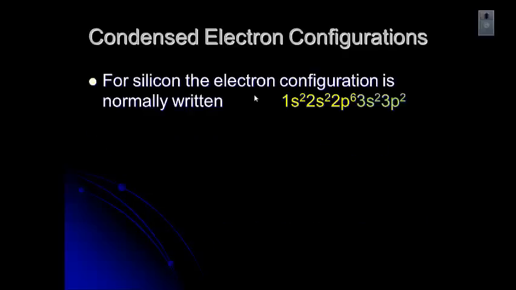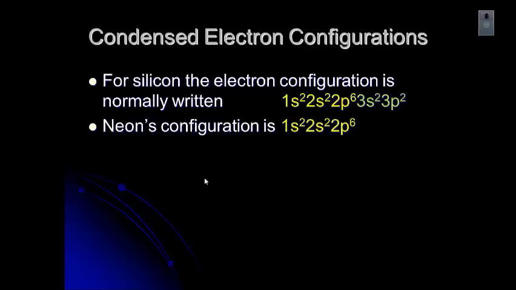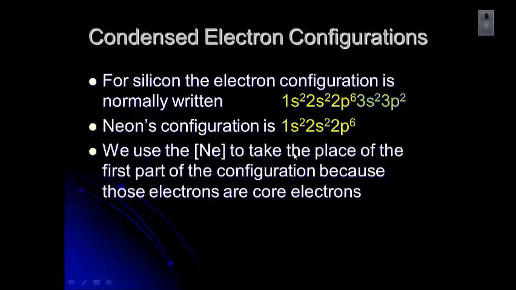So let's look at our electron configuration again and compare it to neon. If you notice, these parts are identical. So by putting that neon in brackets, we're taking the place of that first part of the configuration since those are core electrons. So the way that we write it is neon in brackets, the symbol for neon, and then the part that are not the core electrons, so just that 3s2, 3p2.